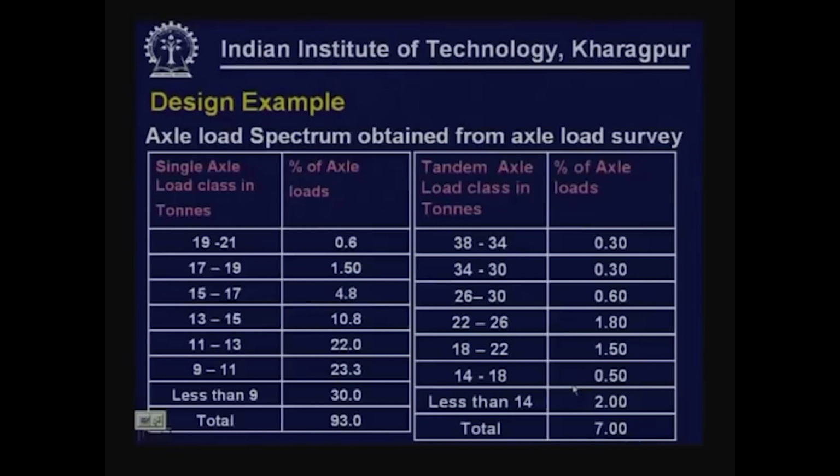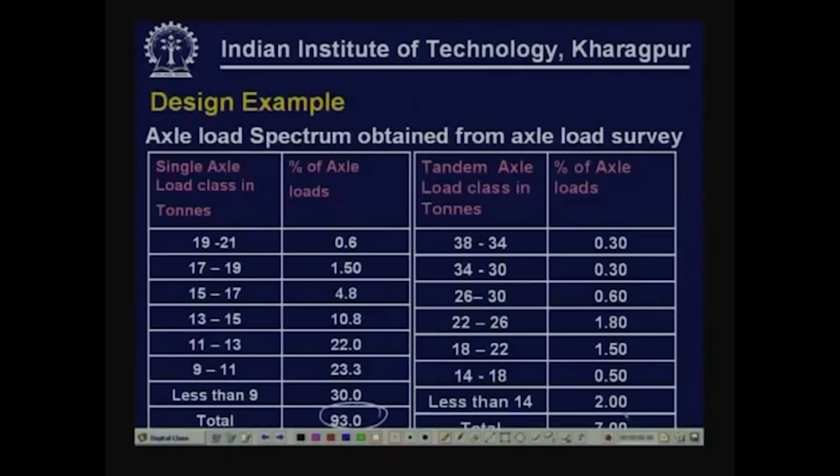This is the axle load spectrum obtained from an axle load survey. Single axle loads, load groups 19 to 21, 17 to 19 and so on, 9 to 11, less than 9. So, for different axle load groups, the corresponding percentage of axle loads are given. Out of the 100% axles, 93% are single axles and remaining 7% are multi axles, basically tandem axle loads. So, the distribution of tandem axle loads are also given here.